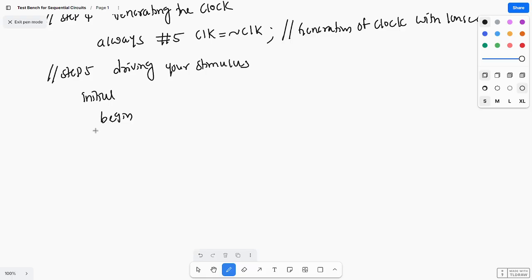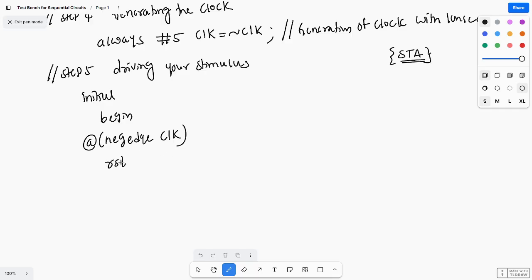Why? Because if you are not giving it with respect to the clock, in static timing analysis you studied about setup time and hold time and violations, no? In order to overcome that, the transition should come at the negative edge of the clock.